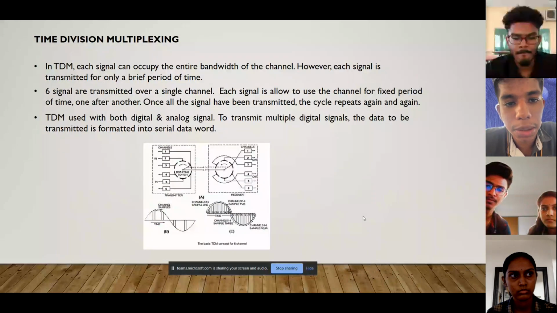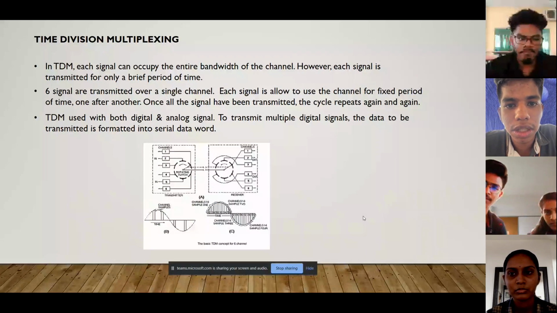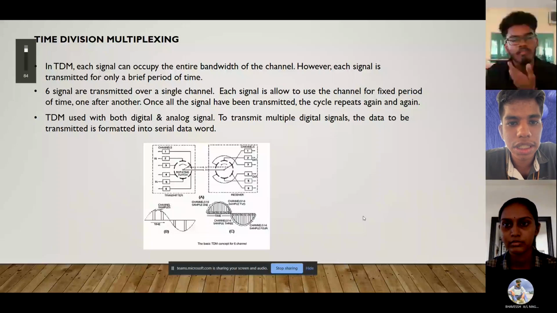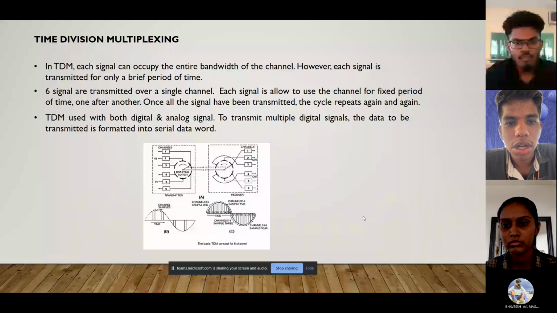Last one, time division multiplexing. In TDM, each signal can occupy the entire bandwidth of the channel. However, each signal is transmitted for only a brief period of time. Six signals are transmitted over a single channel. Each signal is allowed to use the channel for a fixed period of time, one after another. Once all the signals have been transmitted, the cycle repeats again and again.